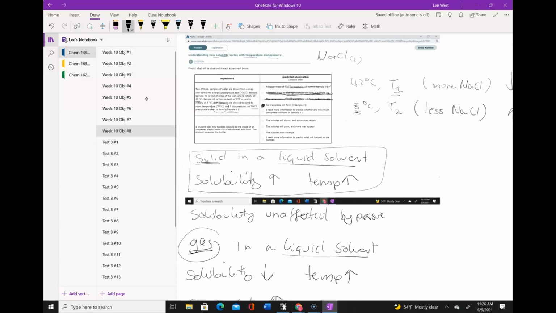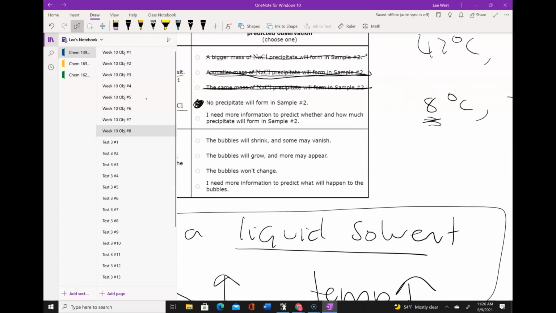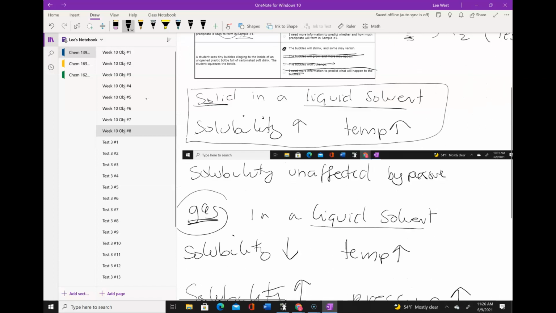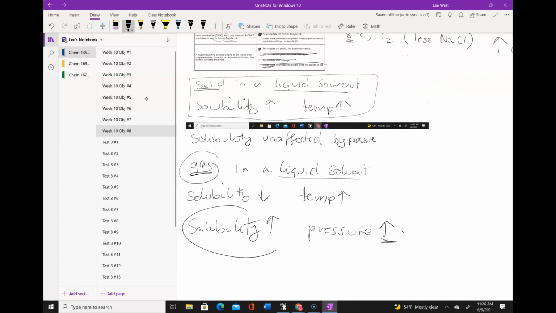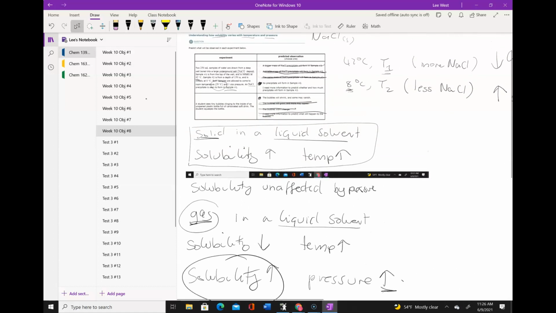The bubbles will shrink and some may vanish. That is consistent with what we would expect. The bubbles would grow and more. No, that would be gas coming out of the liquid. The bubbles won't change. No, something's going to happen. I need more information. No, what's going to happen is we're going to increase the pressure, and that's going to make the solubility of the gas go up. So some of the gas will dissolve into the liquid.